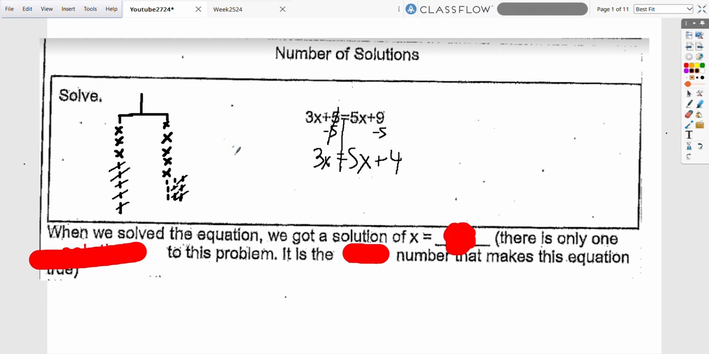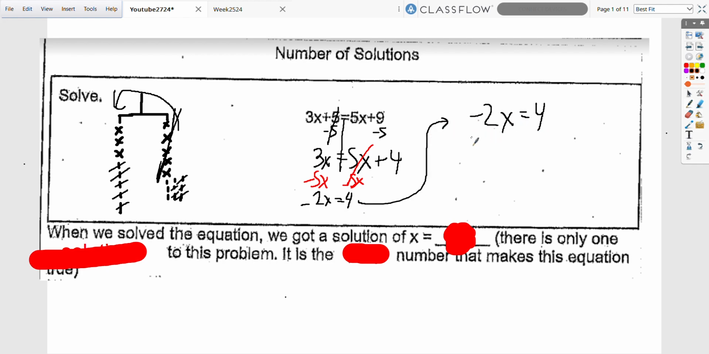This was the new step where we talked about getting rid of these x's so we can put them all the way on this side. So in order to do so, we subtract 5x, we subtract 5x. This cancels out. 3 minus 5 is negative 2x equals 4. And then we divide both sides by negative 2, which gives us a solution of negative 2.